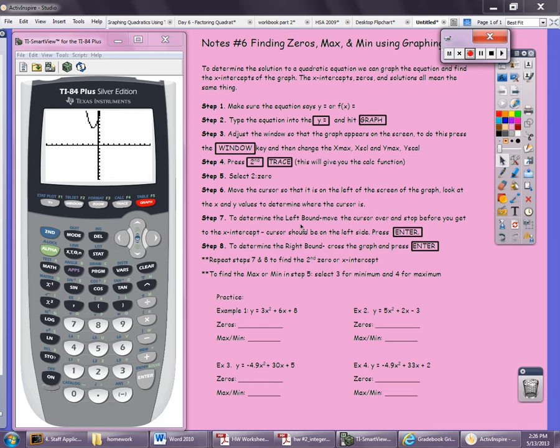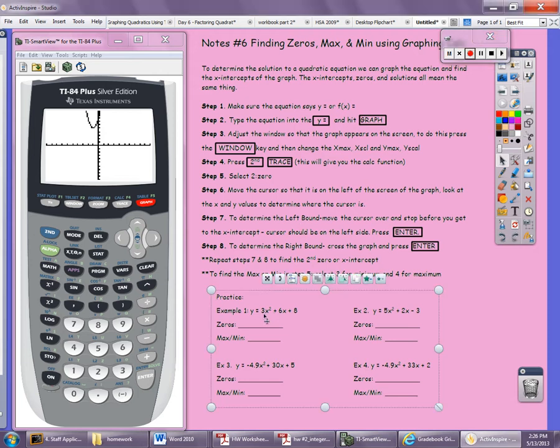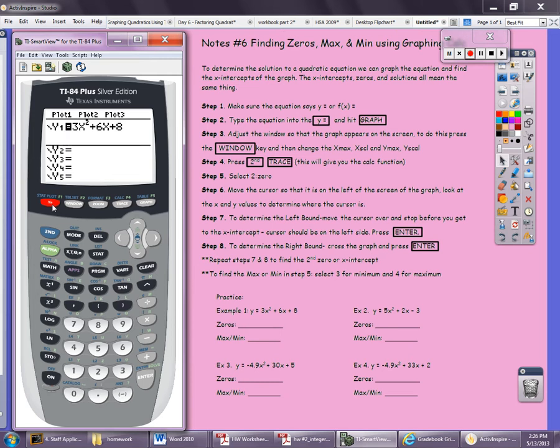So the first step, it says make sure the equation is in our y equals or f of x equals form. So when we look at the first one, it already says y equals, so it's y equals 3x squared plus 6x plus 8. So it's good to graph. So we come to our calculator, we type in y equals 3x squared plus 6x plus 8. So we have our first equation in there, and then we can graph it.